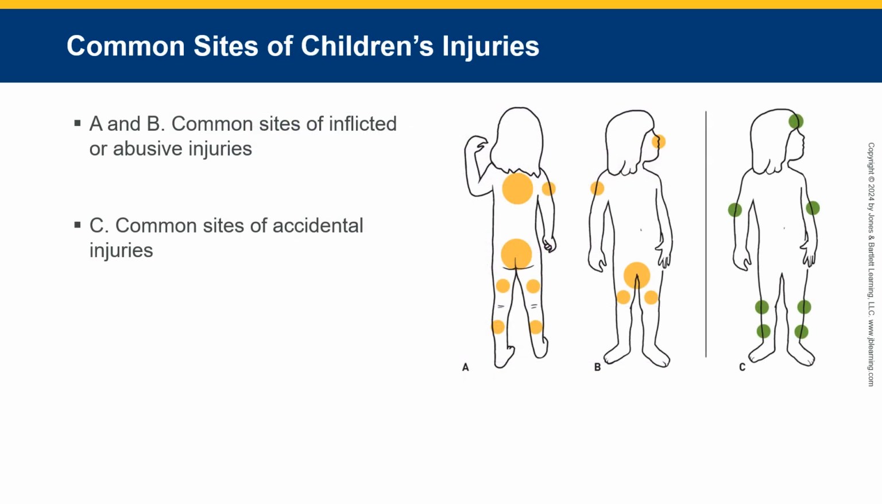Inflicted abuse injuries, you can see in these pictures. They're going to include the back, the arms, the legs, the face, and the shoulder. On letter C, it's common sites of accidental injuries. They look pretty similar, right? They look pretty similar, except this one's on the face, and this one's more on the head or the forehead.